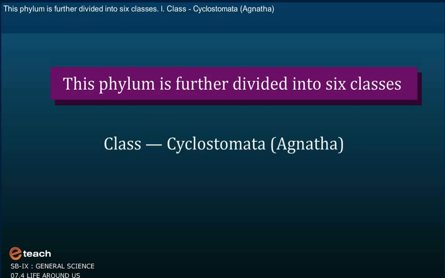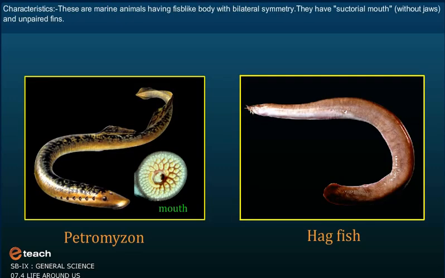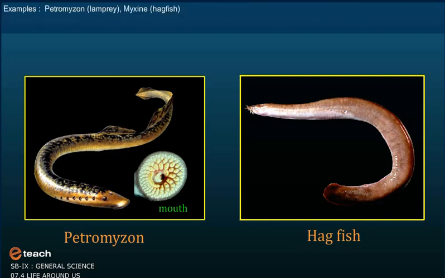Class Cyclostomata or Agnatha. Characteristics: these are marine animals having a fish-like body with bilateral symmetry. They have a suctorial mouth without jaws and unpaired fins. Examples: Petromyzon, lamprey, myxine, hagfish.